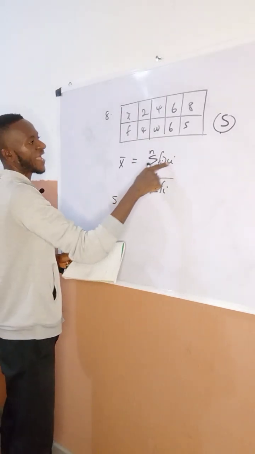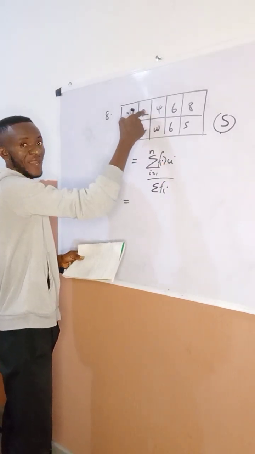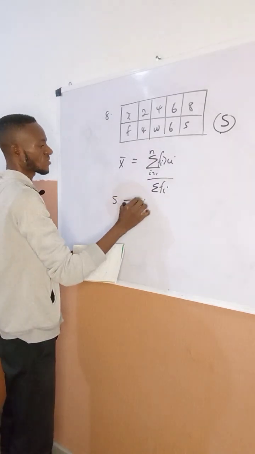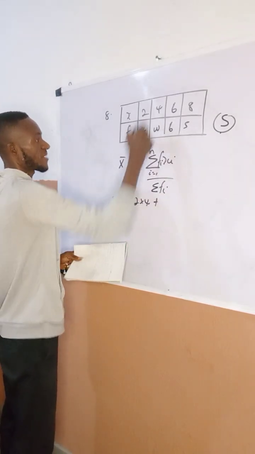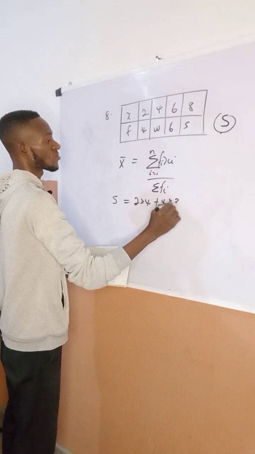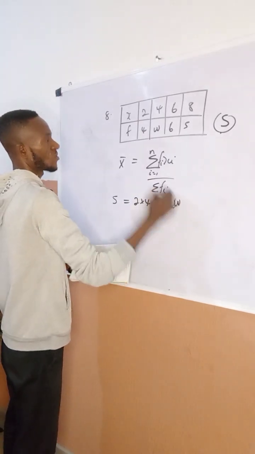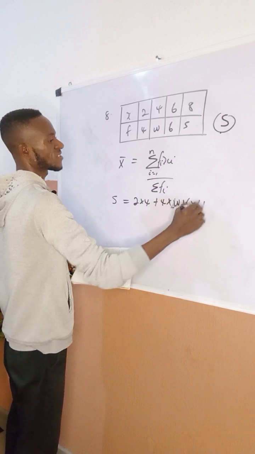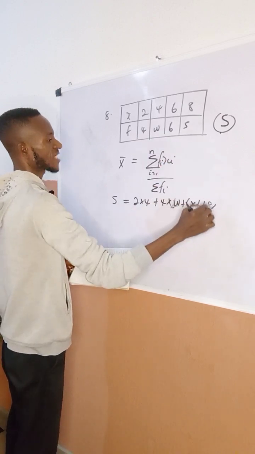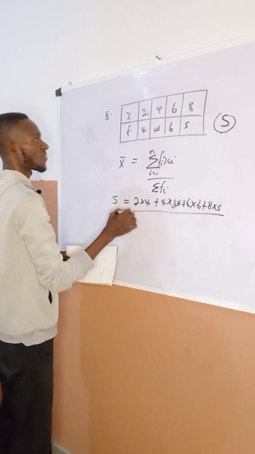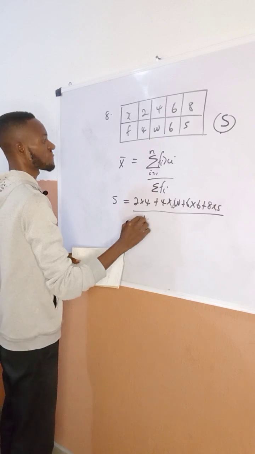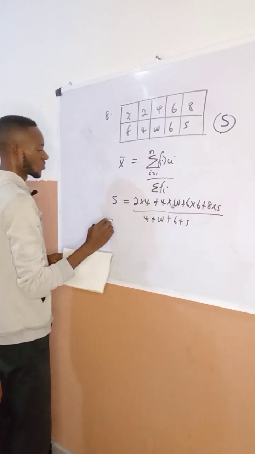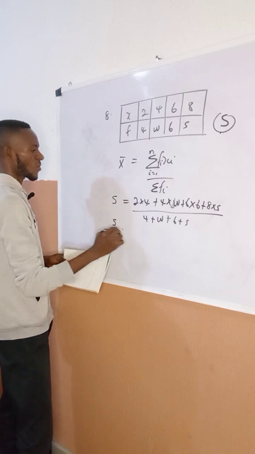What this means, f i x i, means taking each value of x and multiplying it by the frequency. So this thing becomes 2 times 4 plus, here, 4 times W. That is for here. Plus, here becomes 6 times 6, plus, here becomes 8 times 5. All over, you sum all these frequencies, which is 4 plus W plus 6 plus 5. So this thing becomes 5 all over 1 for convenience.